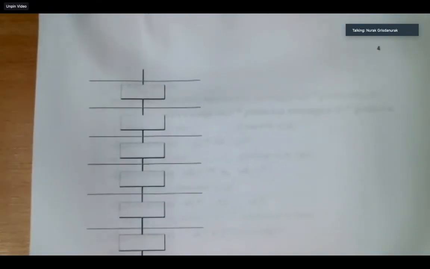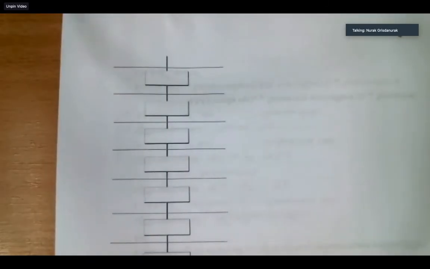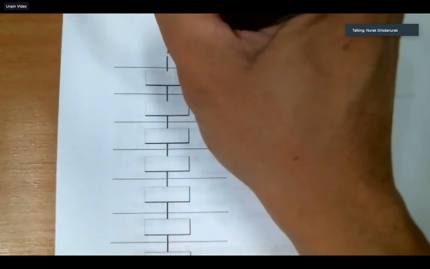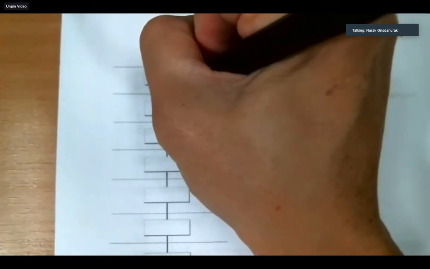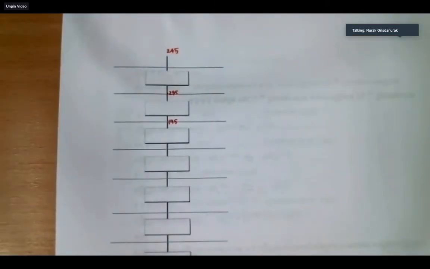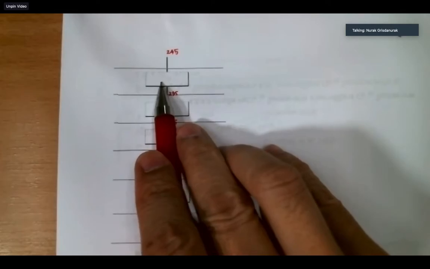Coming with the first one. This is a cascade. So what I have here is 245 degrees Celsius. Next one, right here, 235. Next one, 195. ผมทำโชว์แค่นี้นะ เดี๋ยวคุณต้องไปทำต่อนะ. So what I have here, this is the heat flow.